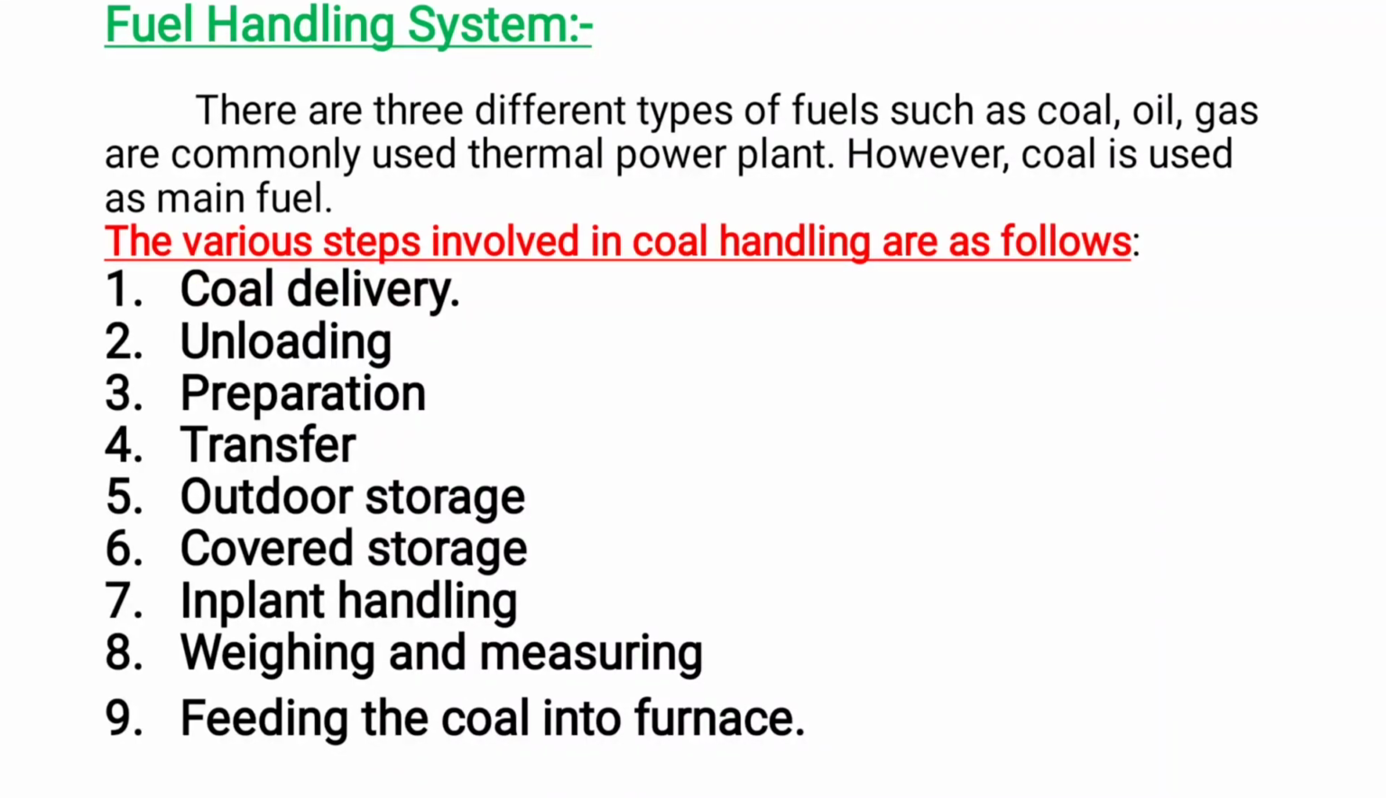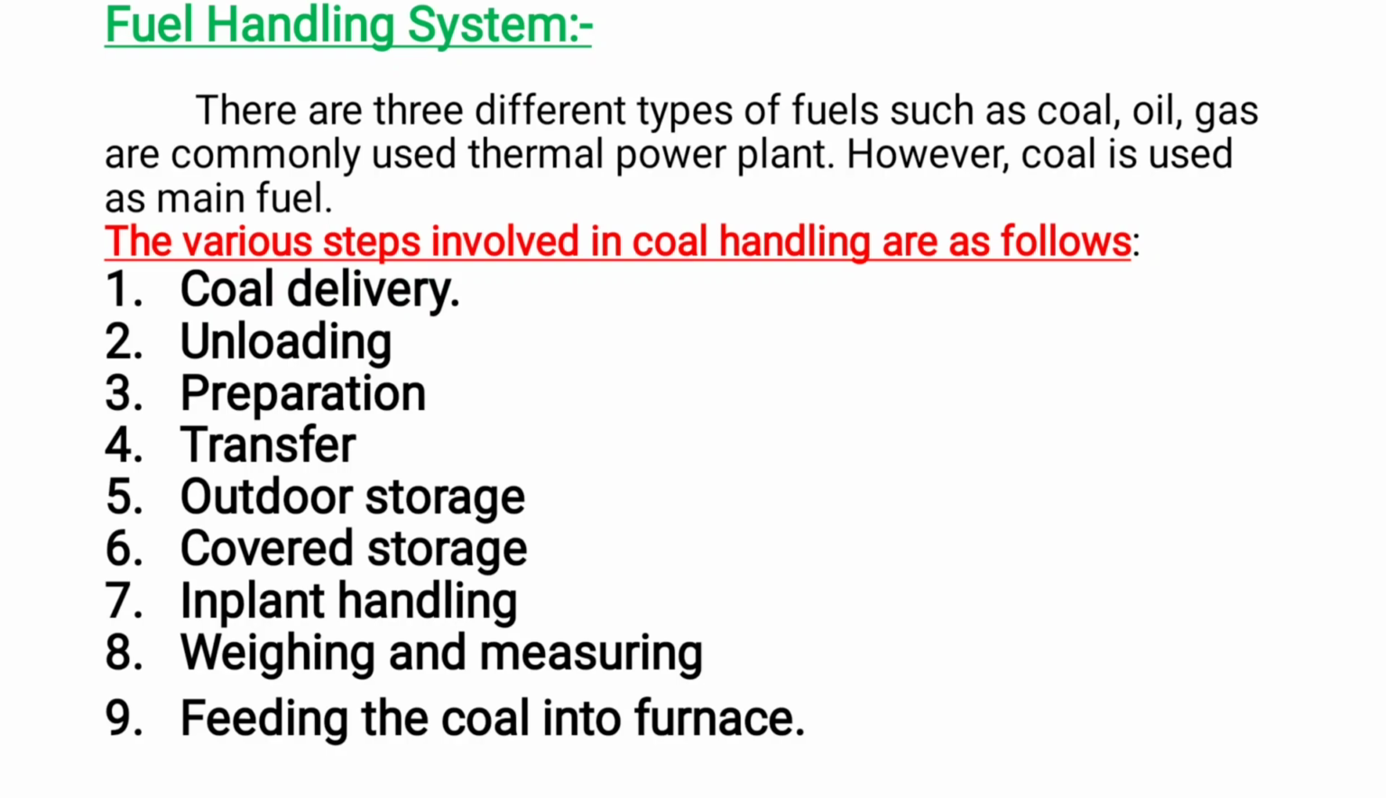In that, we have types of fuel such as coal, gas, and oil, which are commonly used in thermal power plants. However, coal is used as the main fuel. Coal handling is a very important factor in a power plant. Coal handling is done in two ways: out-plant handling of coal and in-plant handling of coal.